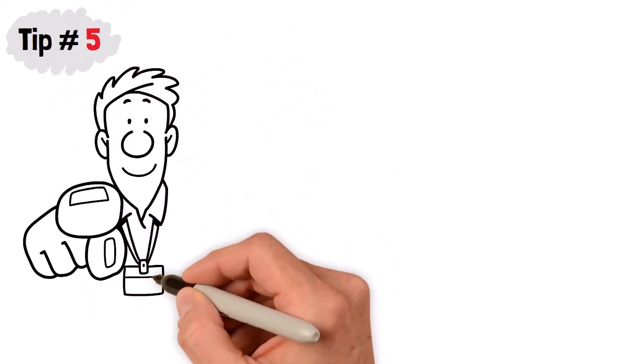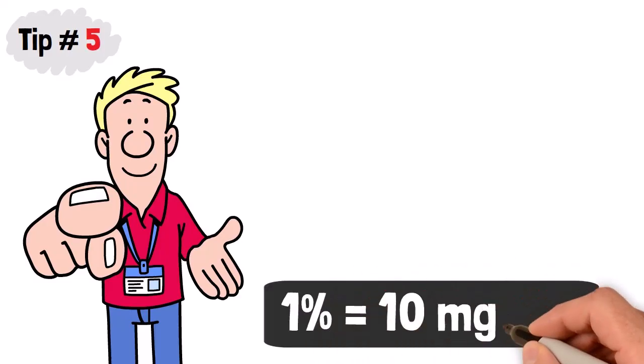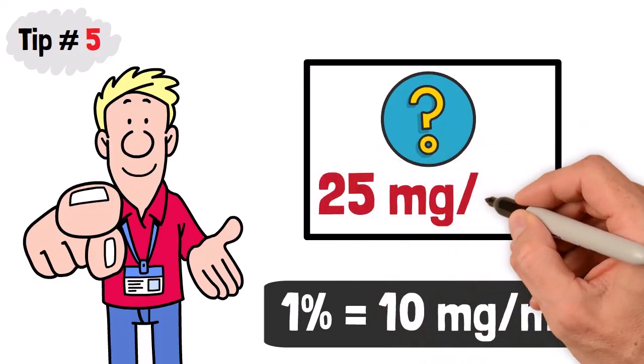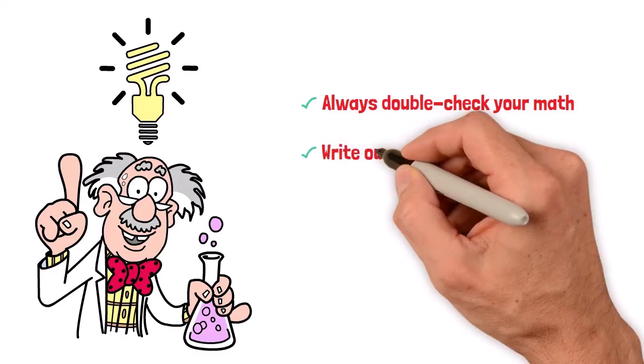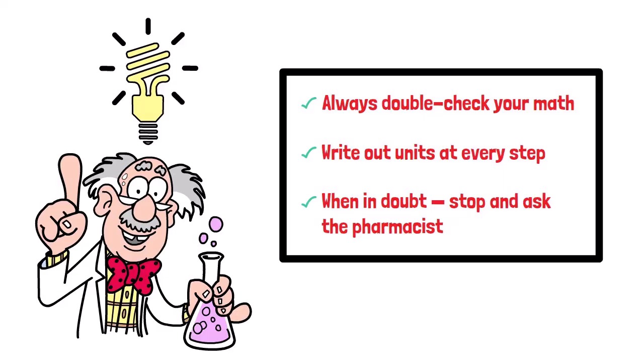Tip number 5. Convert between percent and milligrams per milliliter fast. 1% equals 10 milligrams per milliliter. So 2.5%? That's 25 milligrams per milliliter. Always double-check your math. Write out units at every step. When in doubt, stop and ask the pharmacist.